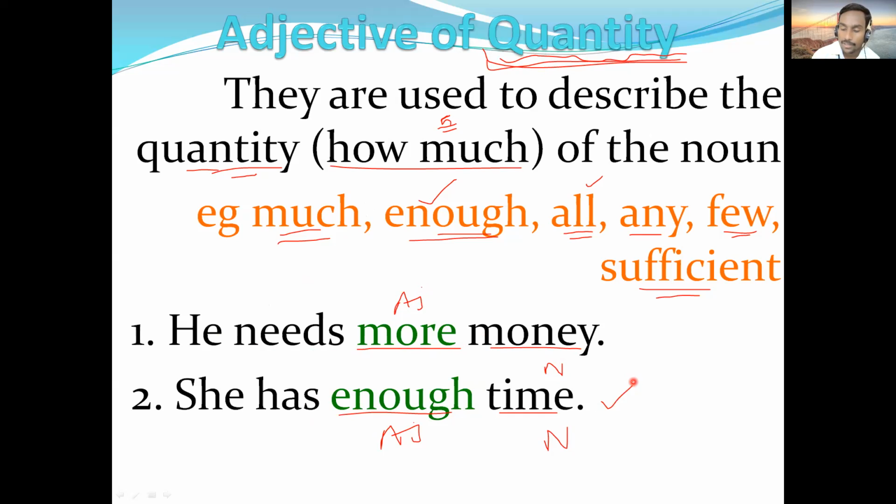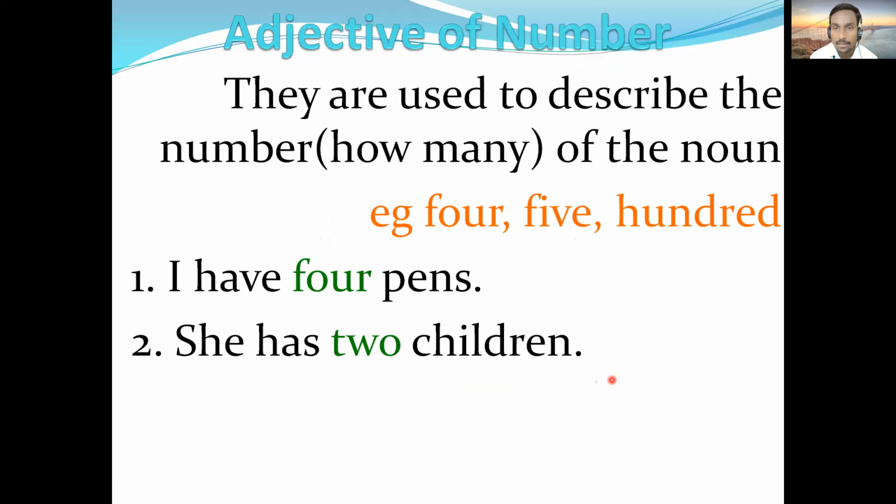If someone has a doubt, you can raise your hand or ask me here. Otherwise we will go to the next slide. On the next slide we have adjectives of number. Here they are referring to how many. In the previous slide it was how much, now we have how many, where you get answers as exact numbers like 1, 2, 4, 5, 10, 100, thousands, crores also. We know the numbers are infinite. They are used to describe the number of the noun.